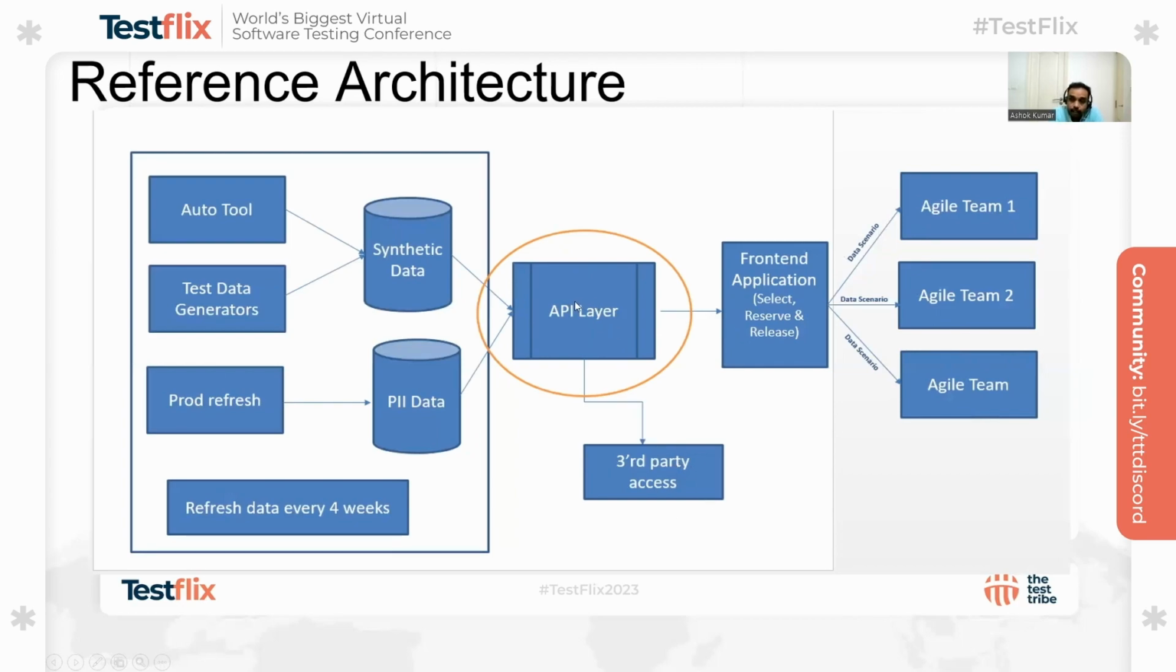The API layer that I've shown here is key for our third-party partners and vendors to gain access into our TDM systems and retrieve the data that they want in a safe and secure manner.